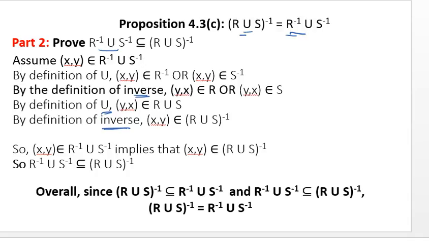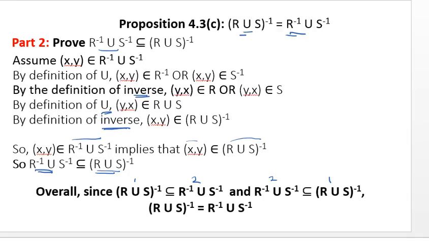Then, by the definition of inverse, if yx is in R union S, then xy is in R union S inverse. So what we've shown is that xy in R inverse union S inverse implies that xy is also in R union S inverse. So that says that R inverse union S inverse is a subset of R union S quantity inverse. So overall, since side 1 is a subset of side 2 and side 2 is a subset of side 1, R union S inverse is equal to R inverse union S inverse.